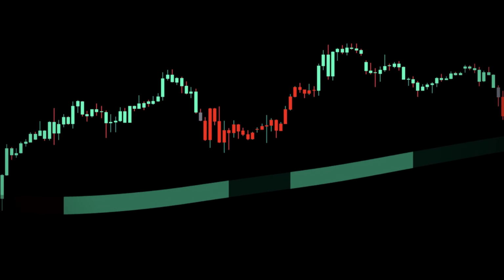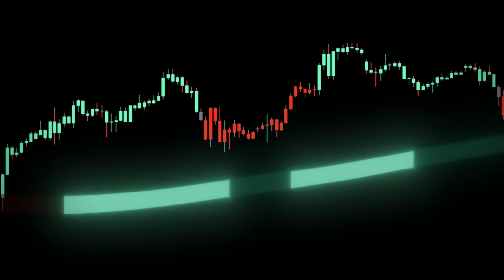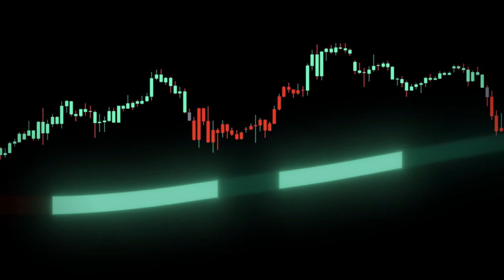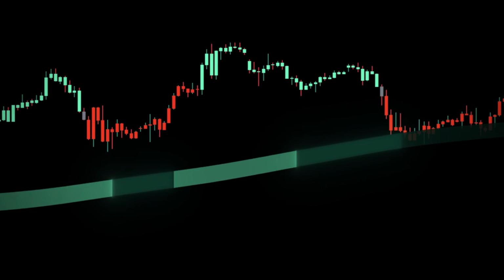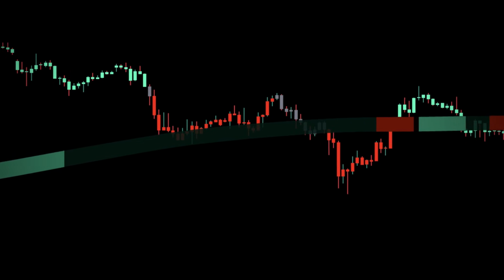Trend bias is a cloud-based momentum indicator. It's not just about direction. It tells you how strong that direction is. A dark green cloud means strong bullish pressure. Light green is fading. Same on the bearish side with dark and light red. This lets you judge whether you're entering a strong move or something that's losing steam.